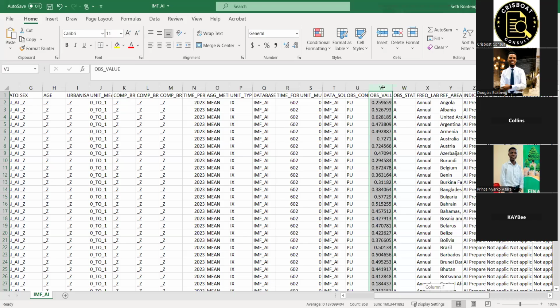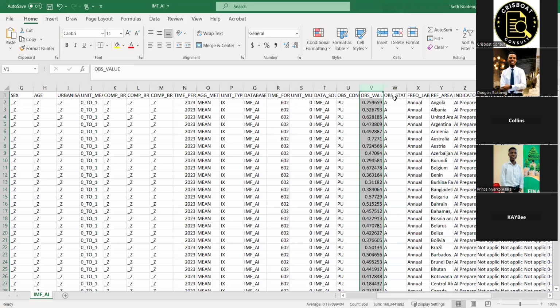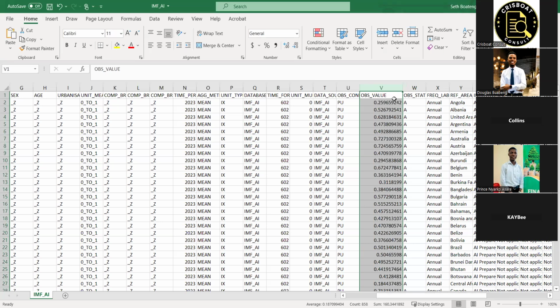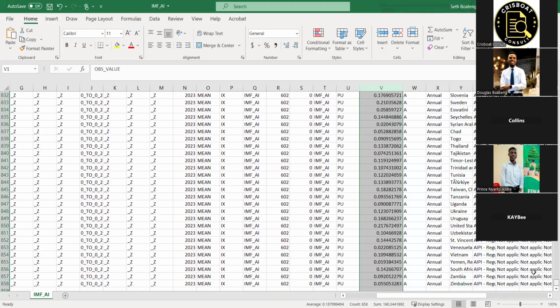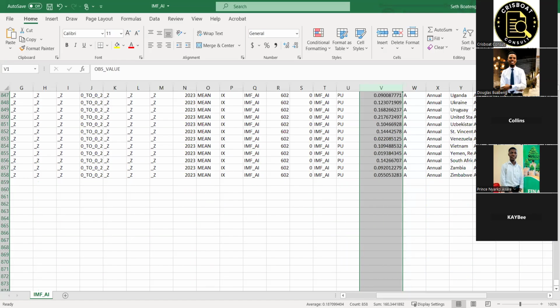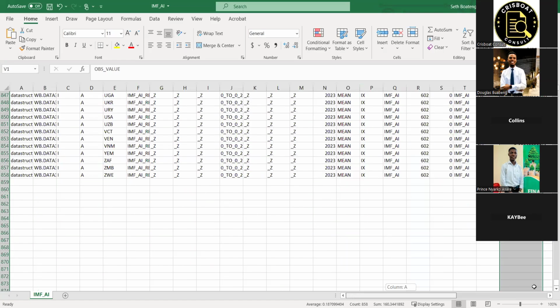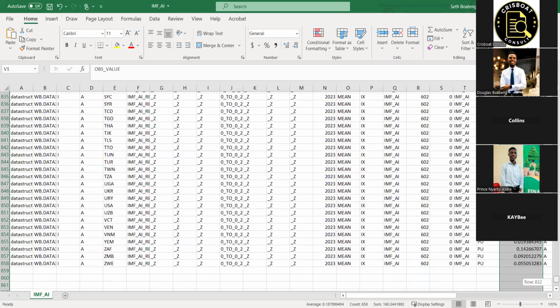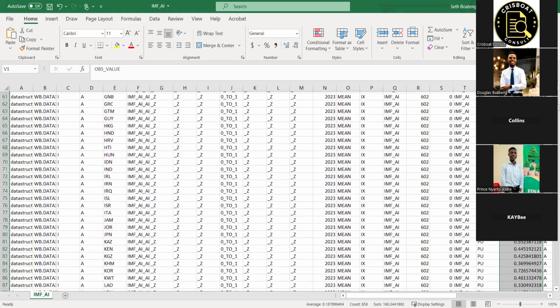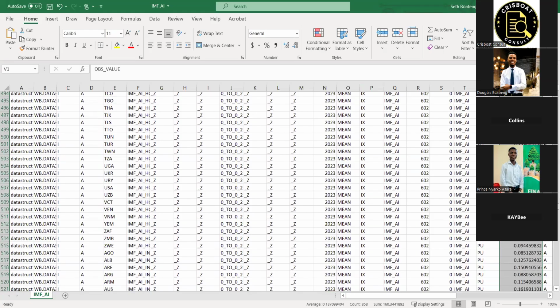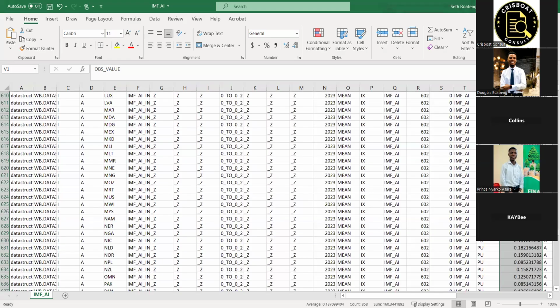So you can extract this data for a certain country, maybe for African countries. This is a large volume of data. Let me check the observations. Yes, over 858 observations. You can extract this data and write a paper on it.